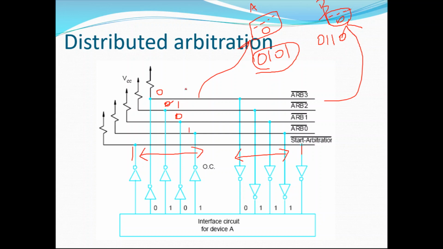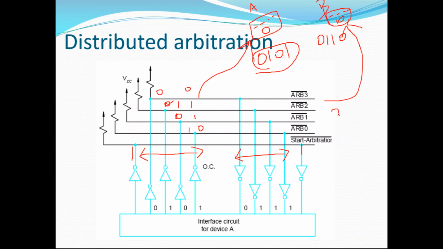In B's input line this will be 0, this will be 1, this will be 1 and this will be 0. Okay. What they will see in the output, in the sense both of their output will be nothing but the OR of these two inputs.